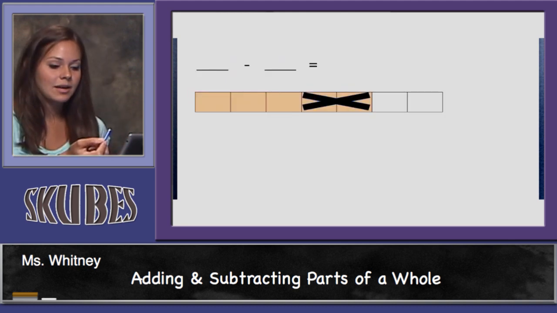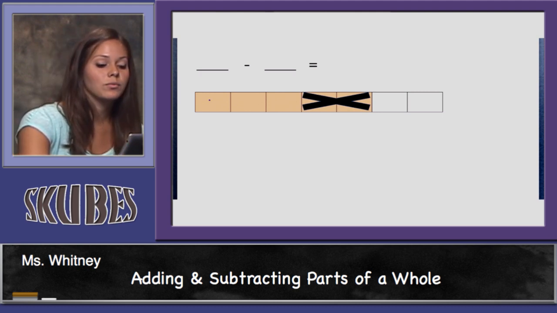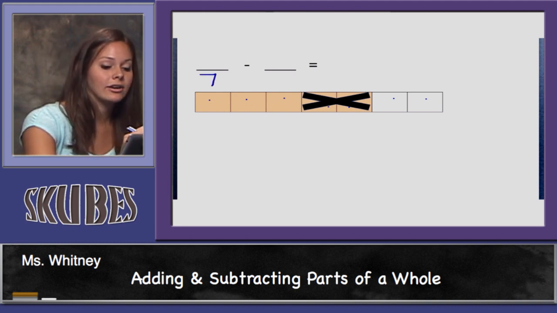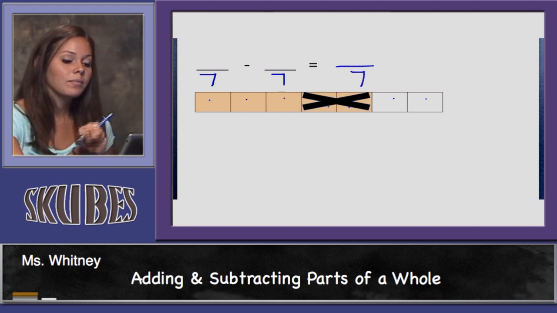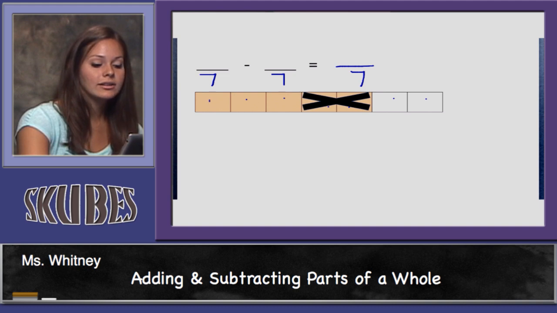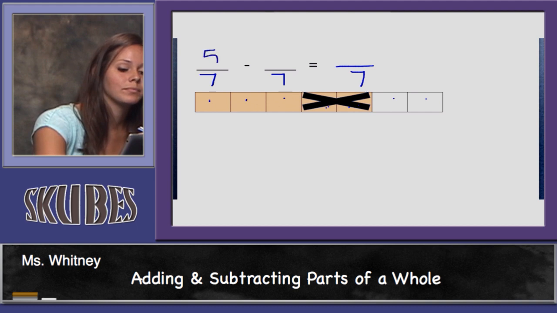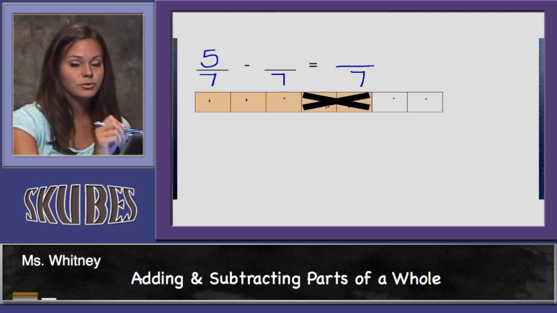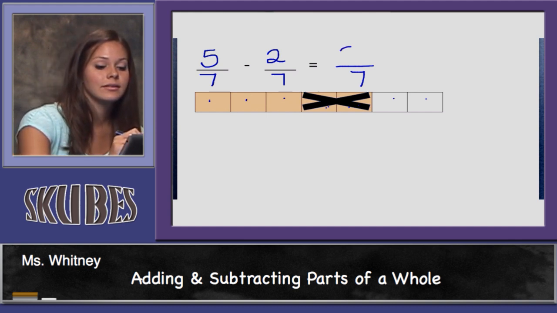Here's another subtraction example. I'm going to count my total number of parts to determine my denominator. I have 1, 2, 3, 4, 5, 6, 7 total parts. My denominator is equal to 7. Now, I had a total number of 1, 2, 3, 4, 5 sevenths shaded in. I took away 2/7, as you can see by the X through 2/7. I am left with 3/7.